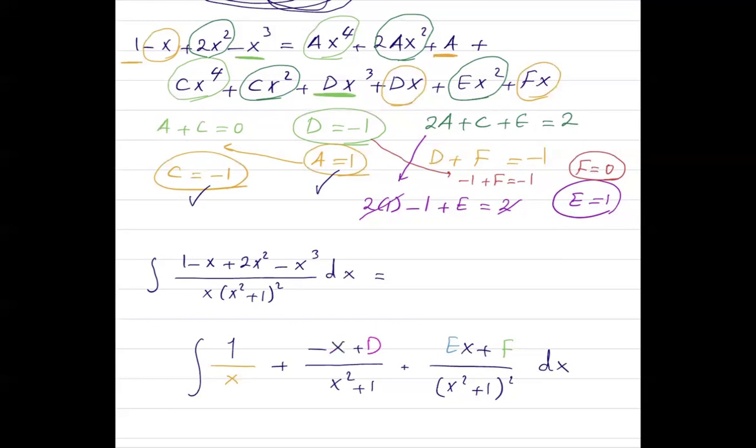Negative x. And what is d? D is equal to negative 1 as well. So you get minus 1. What is e? E is equal to 1 and f is equal to 0. So I can get rid of this portion. I have just x. Beautiful. Almost done, everybody. Now we need to take the integral of each piece separately.